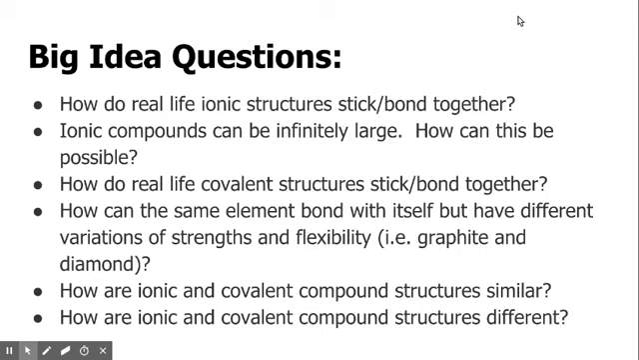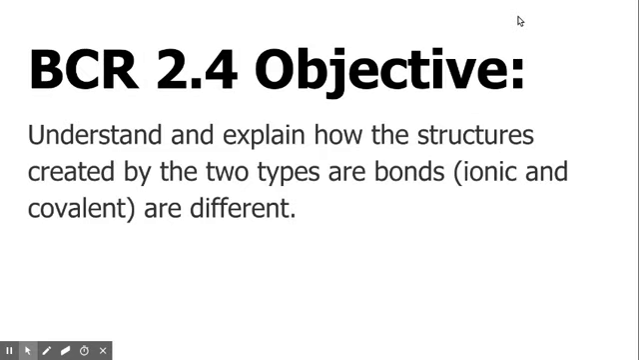So making graphite to diamond to carbon nanotubes. All of these things are thousands of different structures that carbon can make by itself. And how is that possible? How are ionic and covalent compound structures similar? How are ionic and covalent compound structures different? Sorry, I can't talk. So all of those are some big idea questions that you'll address in the activity as well as the performance task.